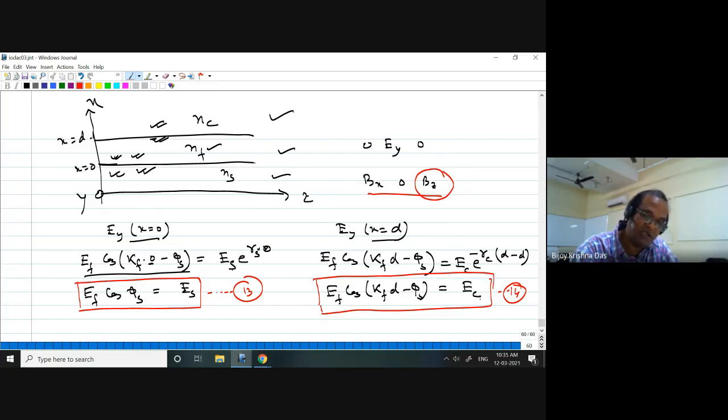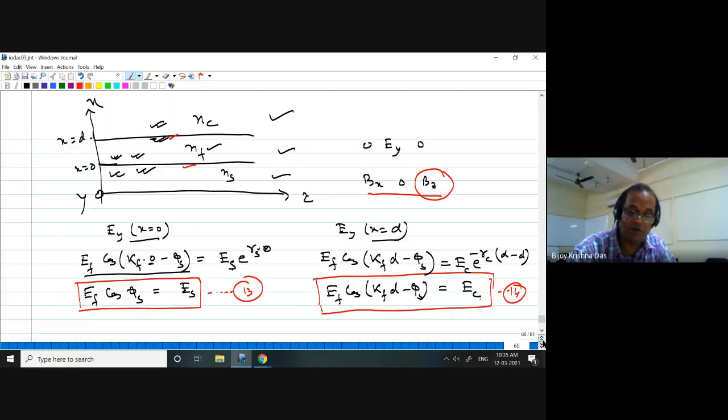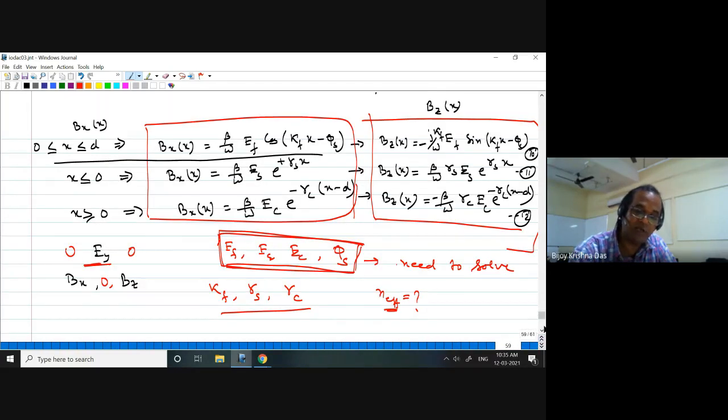Bz, because its component is in the z direction, that means it is tangential to the interface here and here. So Bz will be, because these are actually charge free, no current is flowing, everything. So the tangential component of the magnetic field is also continuous. I have the equation for the tangential component. These are the equations, right?